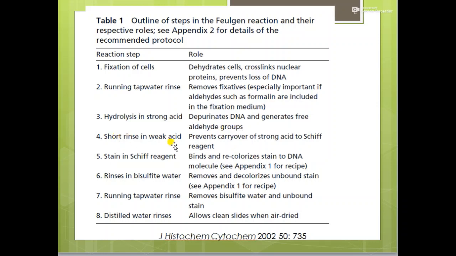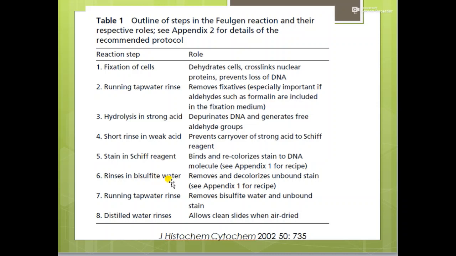Then you give a short rinse with a weak acid. In this rinse, we are mainly trying to prevent the carryover of strong acid to the Schiff's reagent, because strong acid is not needed for the Schiff's reagent. So to prevent the association of strong acids with the Schiff's reagent, you give a wash, and after the wash you apply the Schiff's reagent, which binds the aldehydes.